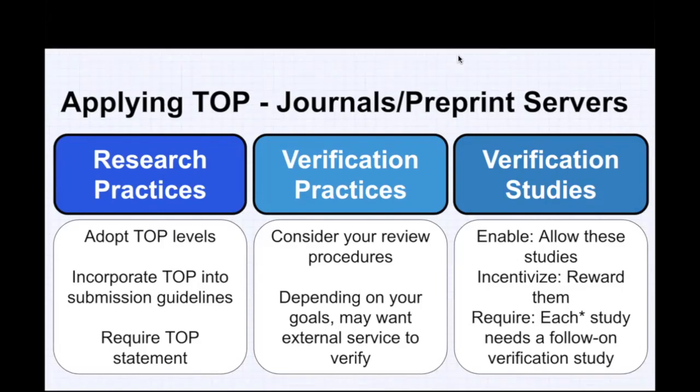For verification studies, we're encouraging journals and preprint servers to enable, incentivize, and require these studies. Enabling involves allowing these studies to be done and submitted at your journal. Incentivization involves developing reward schemes, and requiring: you could even imagine a journal, or perhaps a special section in a journal, that would require every study to have a verification study of some kind. Certainly, this is not the sort of thing that we might want to do with every single study in the entire literature ever, but journals could decide which studies they might want to require verification for.